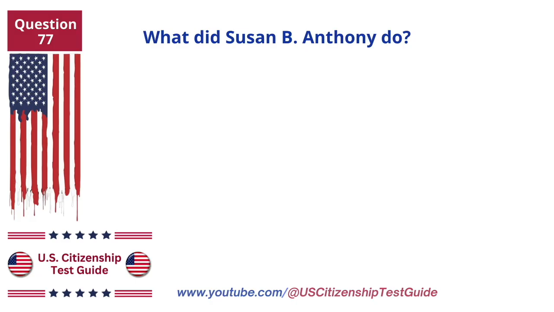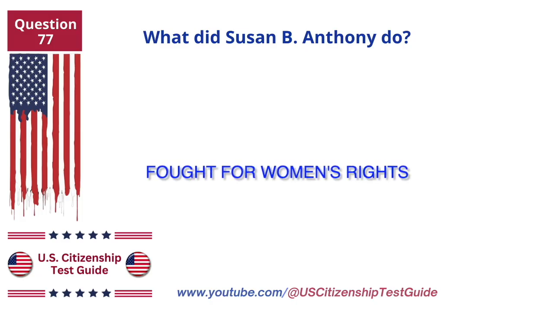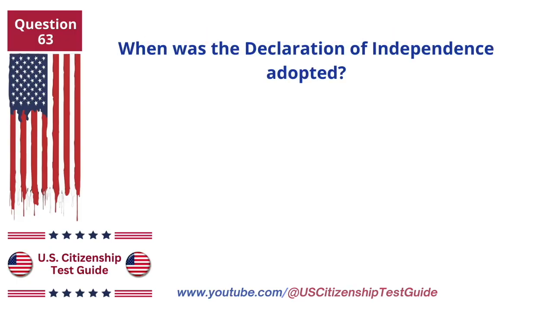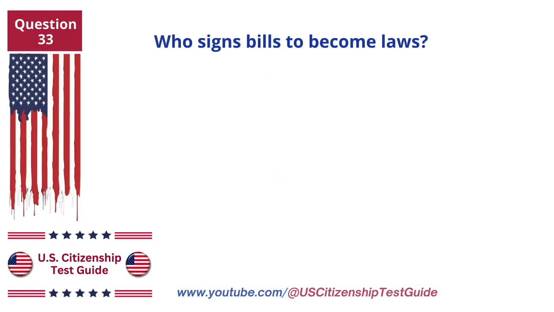What did Susan B. Anthony do? Fought for women's rights. When was the Declaration of Independence adopted? July 4, 1776. Who signs bills to become laws? The President.